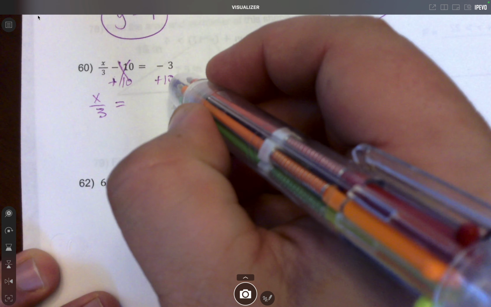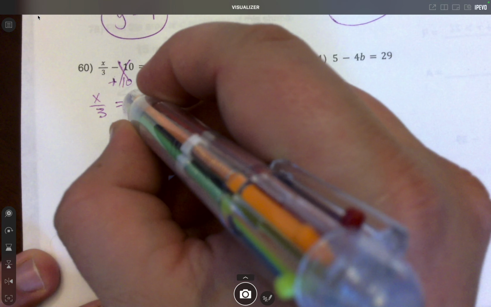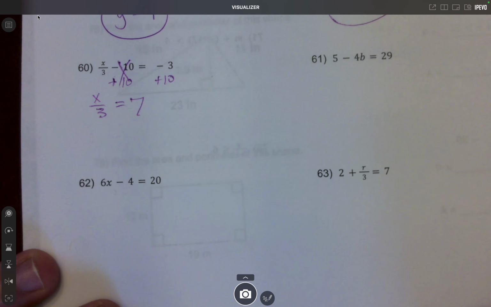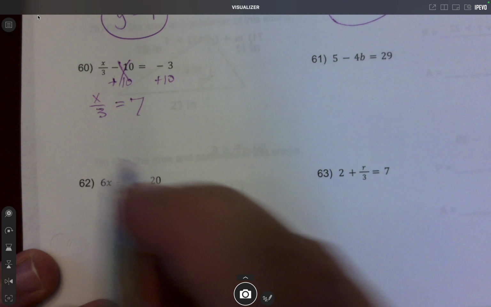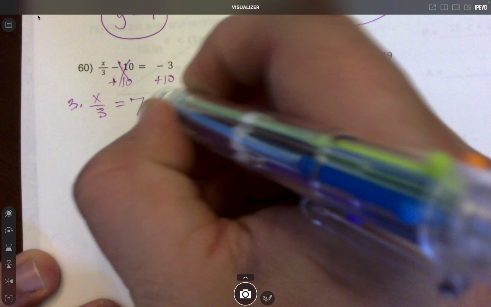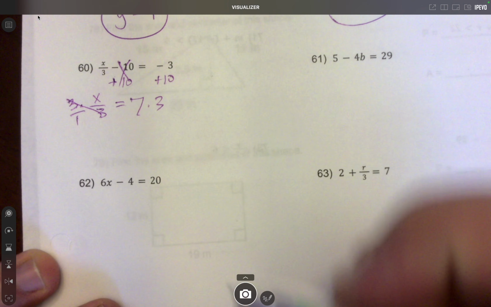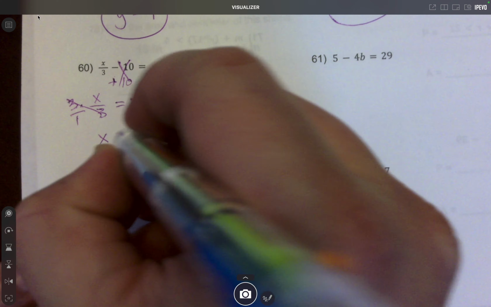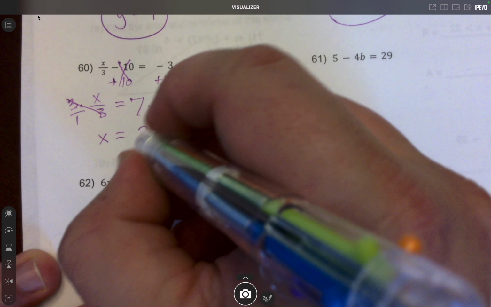Negative 3 plus 10, that's the same as 10 minus 3. The answer is 7. X is being divided by 3, so we can do the opposite by multiplying by 3. That cancels the 3's out, leaving just x. And 7 times 3 is 21.